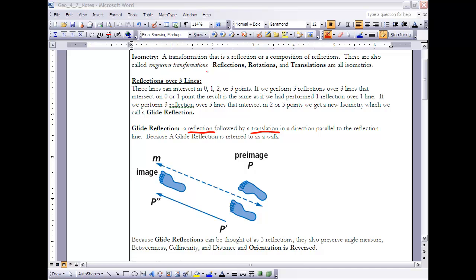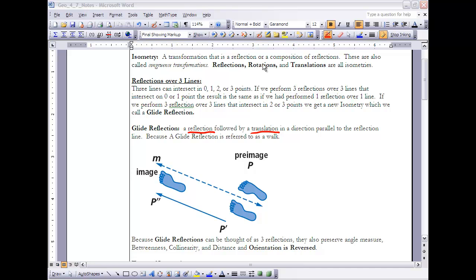Okay, so far we've looked at reflections over one line. We found that the only possibility would be a reflection. We looked at reflections over two lines. Well, there's two possibilities. The lines could either be parallel to each other, in which case we have a translation, or they could be intersecting, in which case we had rotations.